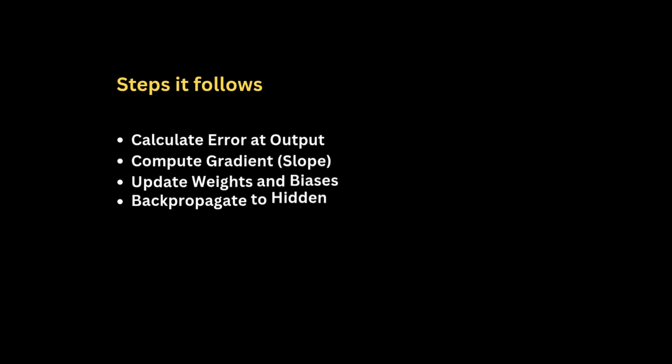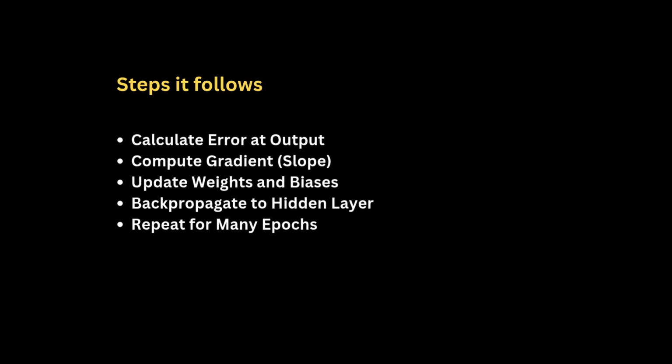Now, what steps does it follow in this complete process? First, it calculates the error at the output, as we have just shown. We have calculated how much error we are getting. After that, it will compute the gradient slope. After that, it will do the backward propagation, updating the weights and biases. And then backward propagation to the hidden layer. Now it will move to the hidden layer.